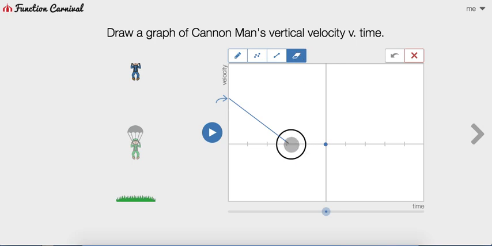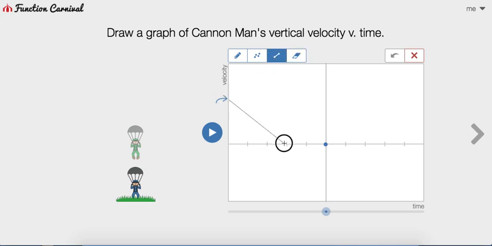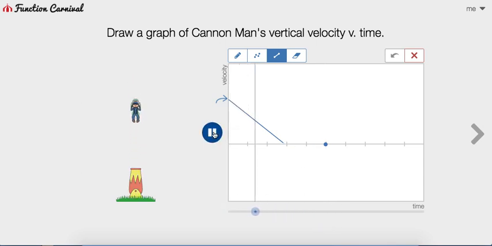So maybe we want to, oh no, I just got rid of my line. Sadness. Let's try this right here. That's pretty good. Then we're going to keep going down until we get to the point where the parachute opens, which is about right there.